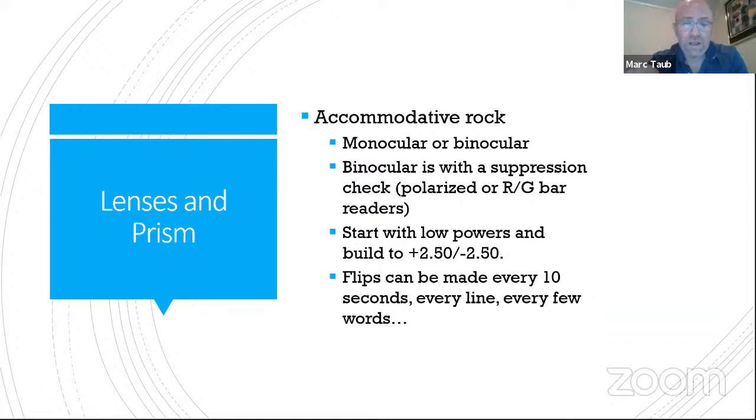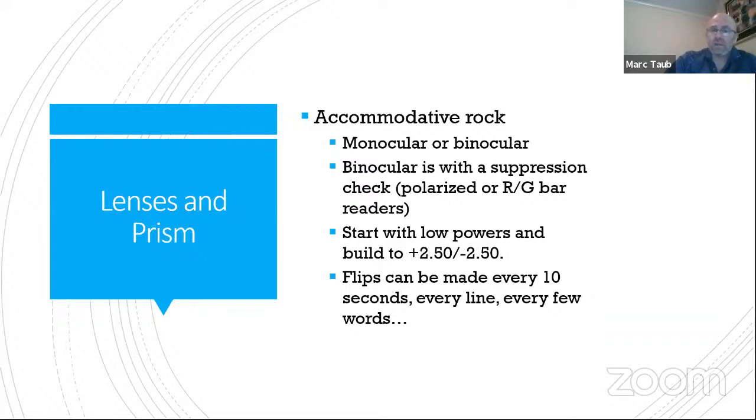The reason I go up to 250s: some of the textbooks will say you want to go plus 250 all the way to minus six, and that's an 8.5 diopter accommodative difference. I just don't think that's necessary. This is a 5 diopter difference, and that's plenty. So I've made a conscious effort not to go higher than that.